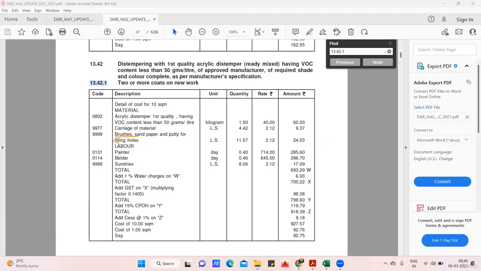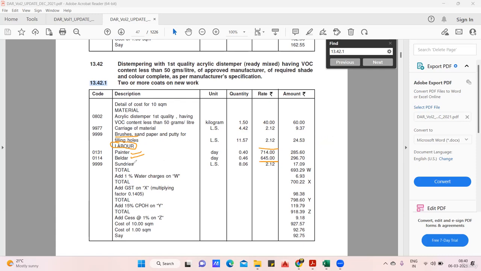Now come to the labor part. In the labor, we require a painter, and we require a beldar. Okay. So again, the painter will work for 0.40. The charge per day is 714. The beldar will work for 0.46. He'll charge you 645 rupees.